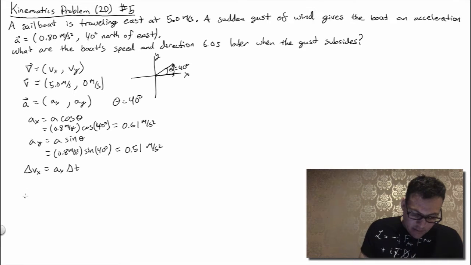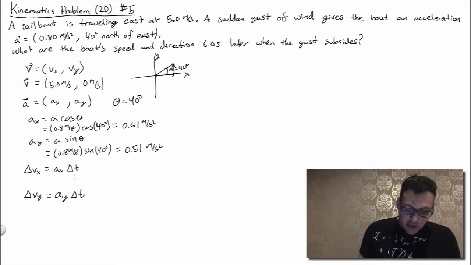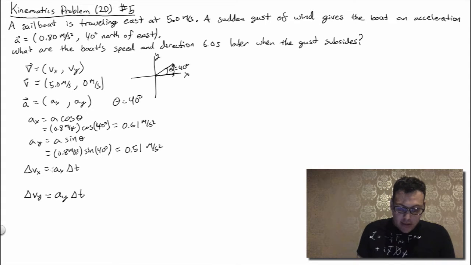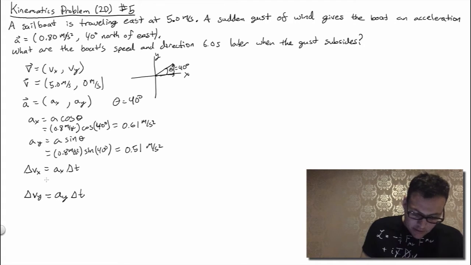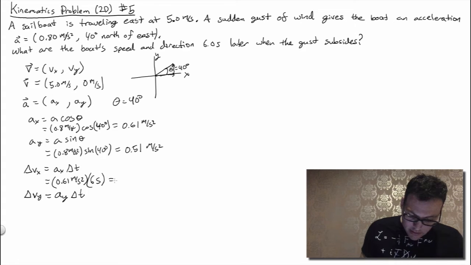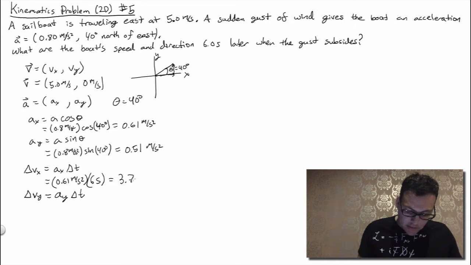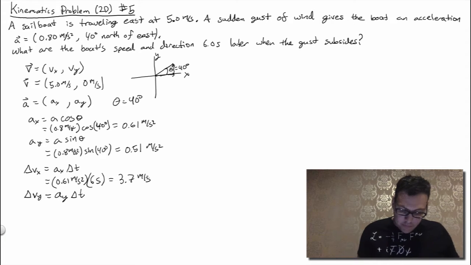And then we also have that the change in velocity in the y is equal to the acceleration in the y times the change in time, where the change in time here is the 6 seconds. So we can get the change in velocity by plugging in what we know, the acceleration in the x direction times time. So let's go ahead and do that. It's 0.61 meters per second squared times 6 seconds. That happens to be equal to, according to my calculations, 3.7 meters per second.